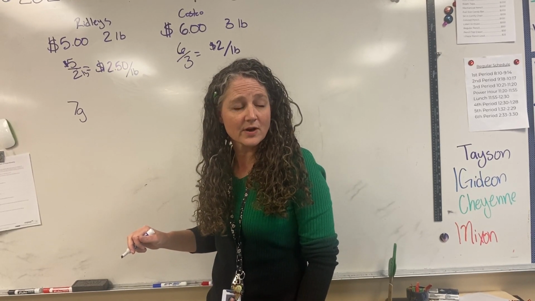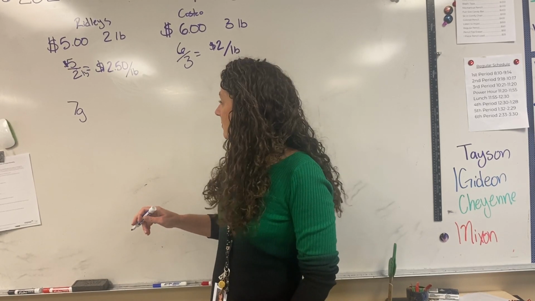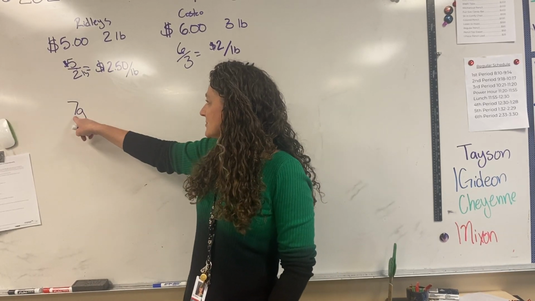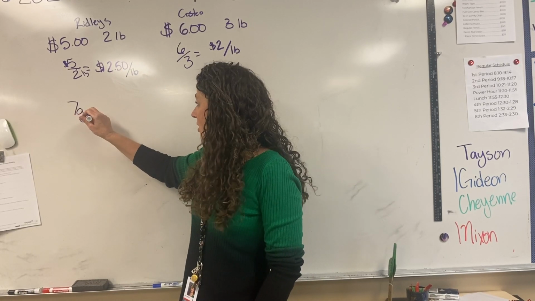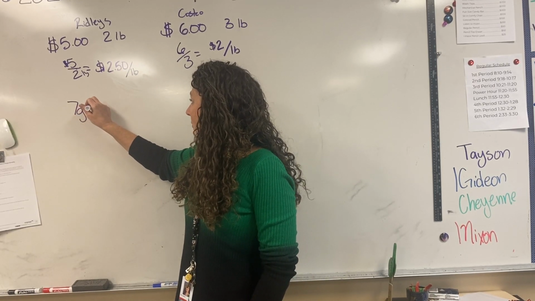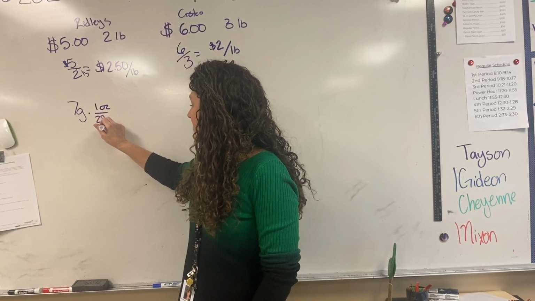Computer, how many grams are in 1 ounce? 1 ounce is about 28.3 grams. Oh, that's nice because 28 is evenly divisible by 7. So, times 1 ounce over 28 grams.